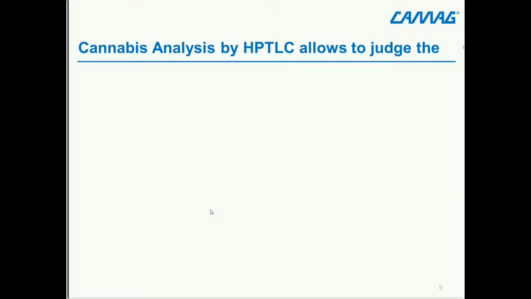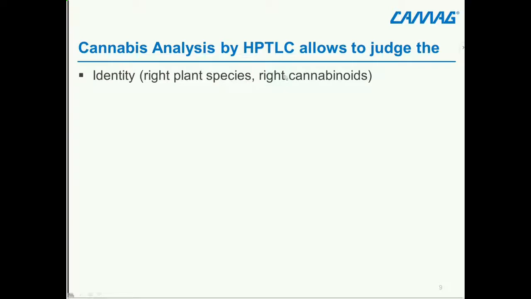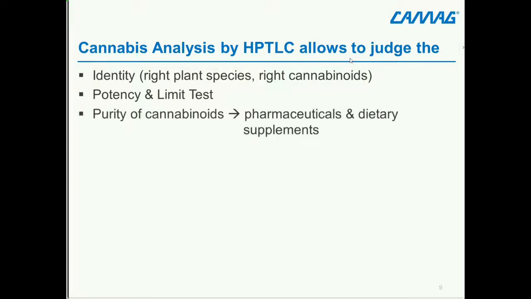So if we now look on cannabis analysis by HPTLC, then HPTLC can deal well with the identity, as we know, because it's plant material. And by identity testing, we can analyze, is it the right plant species? Is it the right cannabinoids? But HPTLC can do more. It can also be used for testing the potency and to easily perform a limit test. And it can be used to test the purity of the cannabinoids. That is then more in the application fields to pharmaceutical industry and the dietary supplement, the finished products.